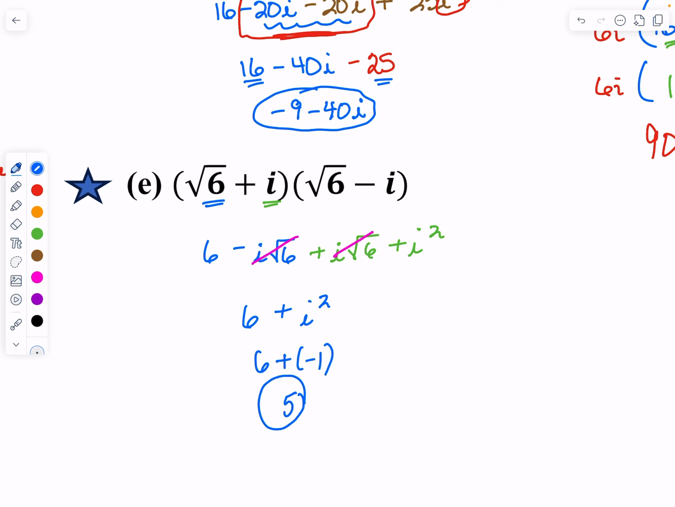So that's just going to give me an answer of 5. You know what? Let me go back, because it should be a negative i squared, right? Negative i squared, because a negative times a positive times a negative is a negative. So let me change that real quick while I'm in here. So that's going to give me 6 minus i squared. So 6 minus a negative 1. So my answer is actually going to be 7.